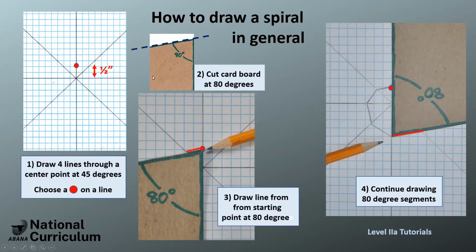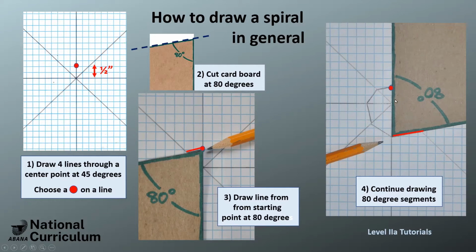Then you cut a piece of cardboard. I started with cutting it at 80 degrees. So this cardboard was this big, and I marked 80 degrees and I cut it. And then I used that as a ruler. I drew a little line from my starting point at 80 degrees to the next beam that comes from the center.